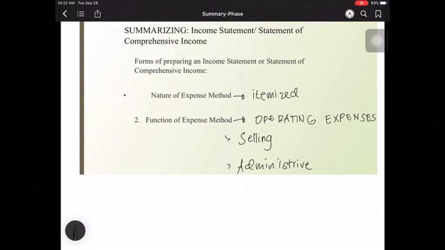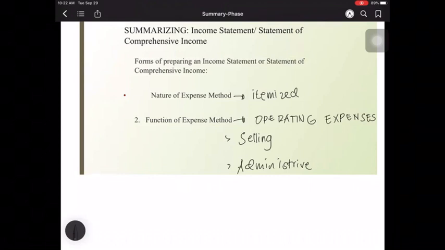If the expenses are itemized, then we are applying the nature of expense method. But if the expenses are further classified, either into selling or administrative expenses, then we are really applying the function of expense method. Okay? Well, in practice, the nature of expense method is usually used by a service type of business, where they just simply itemize the expenses incurred.